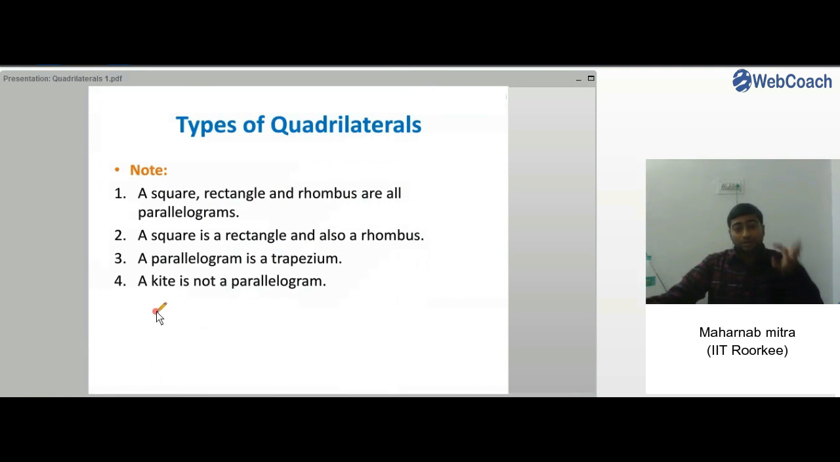So you can see a kite is not a parallelogram, right? A kite has only one pair of adjacent sides as equal, right? The two pairs of adjacent sides were equal in a kite, and it was not necessary for them to be parallel, right? It was not necessary for the sides of the kite to be parallel to each other.